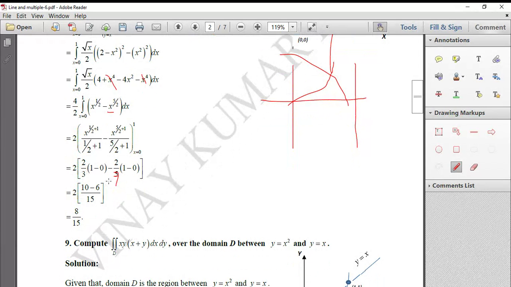Now take LCM of these two. This is 21. Right? So you'll get 14 here minus 6. Right? So which gives you 14 minus 6. Yeah, this becomes 16 by 21. Okay, so that is the required answer.